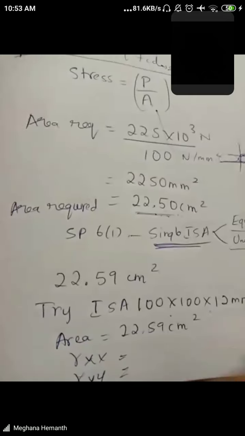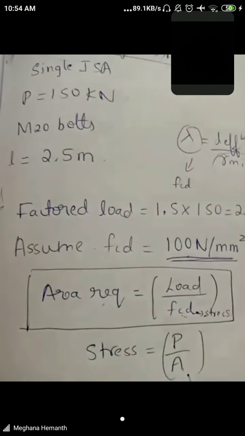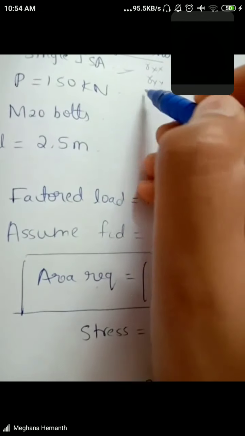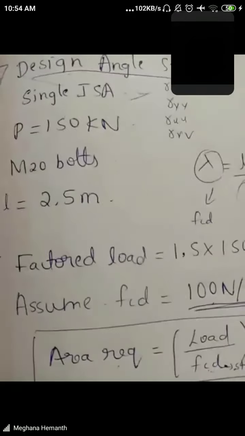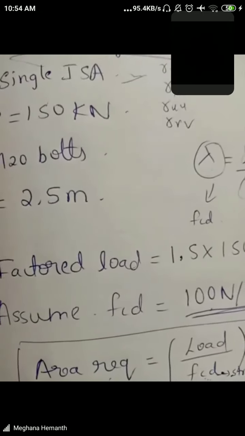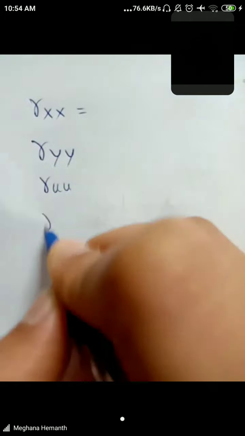Now, please note, it is a single ISA section that you have. Whenever you have a single ISA section, you will always have four values: gamma xx, gamma yy, gamma uu, and gamma vv. Suppose it was a double ISA angle, you will have just gamma xx and gamma yy. But whenever you have single ISA angle sections in your steel table, you will have four values. So don't forget that under your radius of gyration column, for that single ISA angle, you have to write down the four values: gamma xx, gamma yy, gamma uu, and gamma vv.